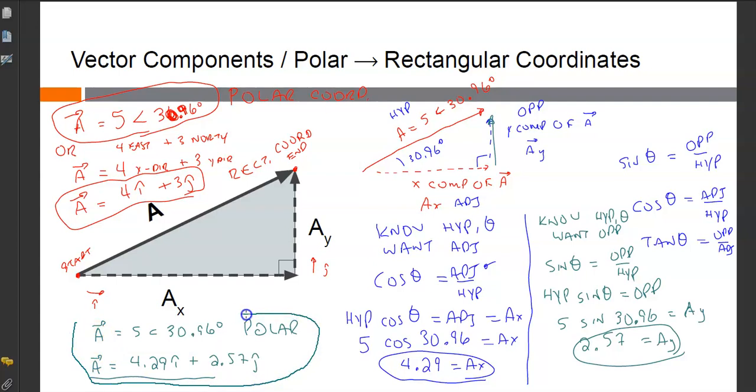And we just changed from polar to rectangular. And that wasn't too hard at all. You've got cosine and sine. All right. We can do some more of those in class. If that doesn't make sense, please ask questions. Let's get it right. All right. But here's going the other way.